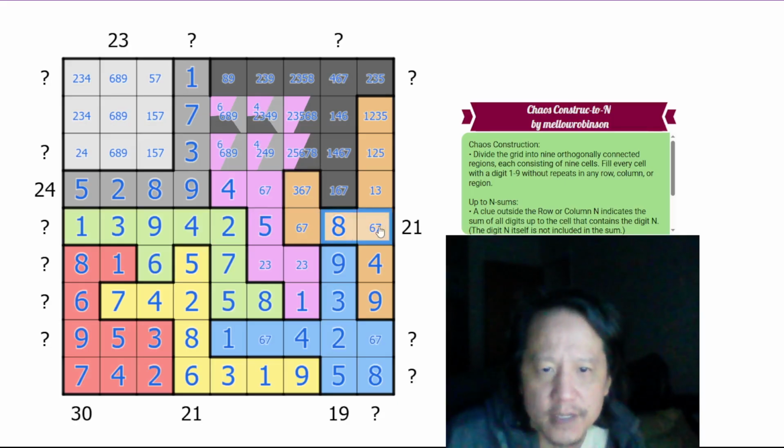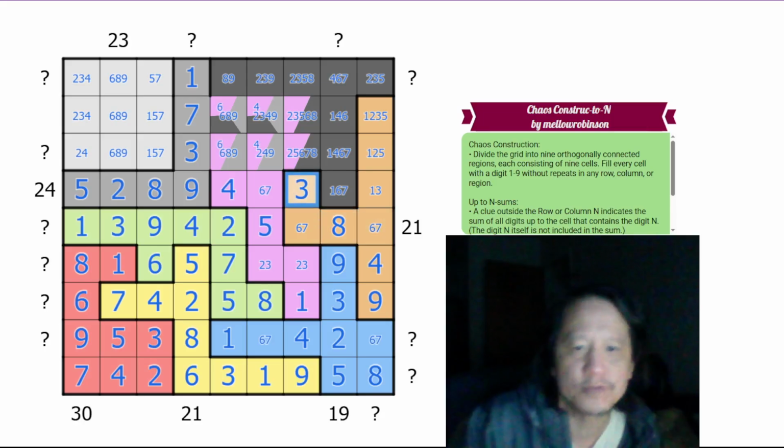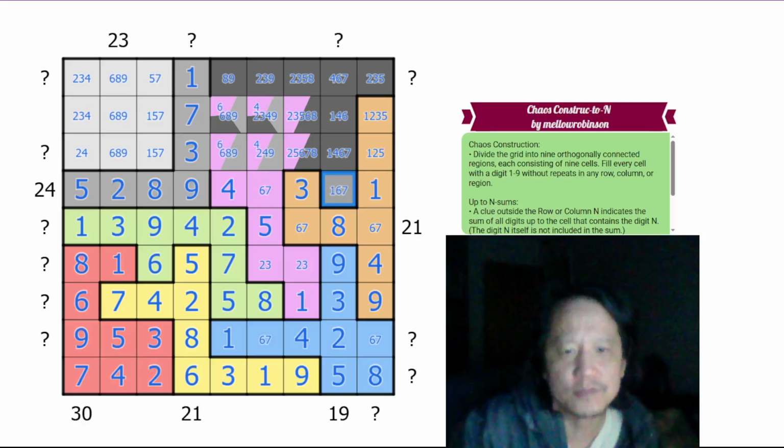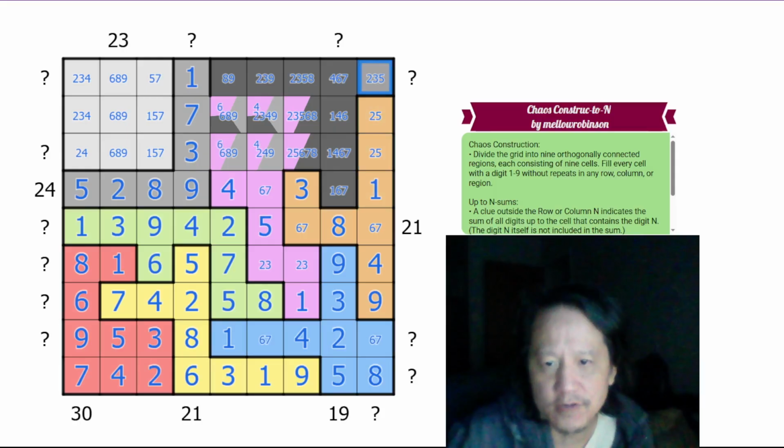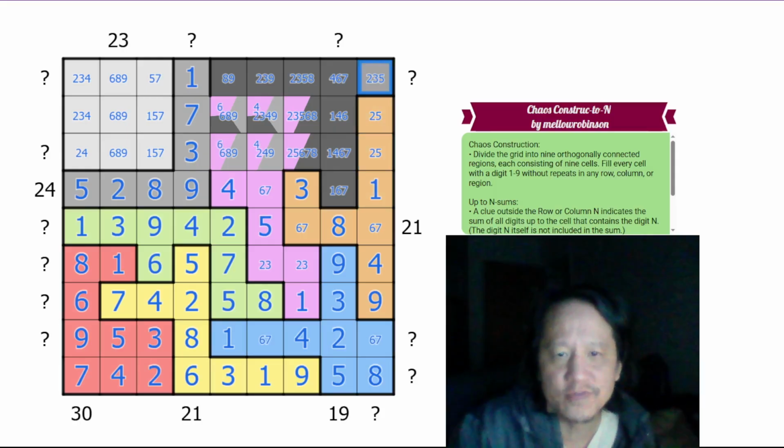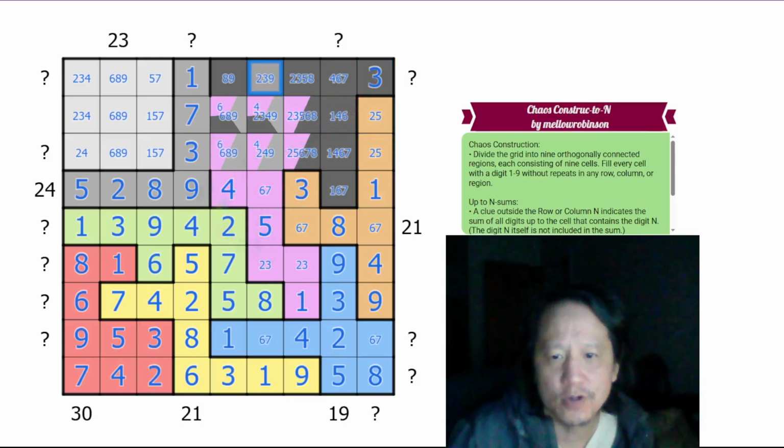So again, this can't be 6 or 7 because of the 6, 7 pair in the region. So this must be 3, which means this can't be 3. This is 1, which means this can't be 1 or 3. So this becomes a 2, 5 pair, which eliminates 2 and 5 in the rest of the column. So this can't be 2 or 5 here. This is 3, which eliminates 3 in the rest of the row. That's 3 in the corner.